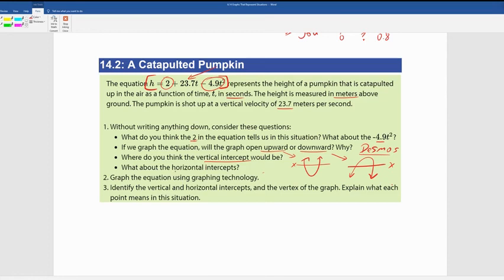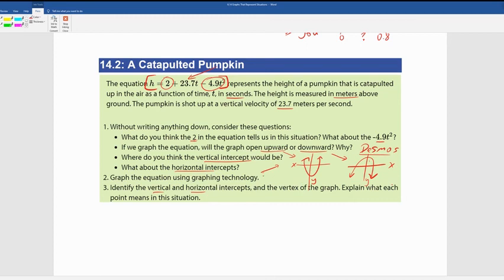What about the horizontal intercepts? So is it going to cross the y value at all? Totally use Desmos to see that. So graph the equations using graphing technology, and that's Desmos. I highly recommend that. And identify the vertical and horizontal intercepts, which you can totally see.